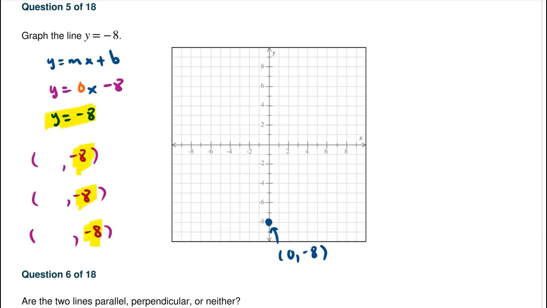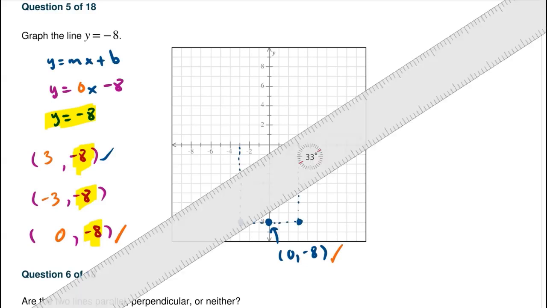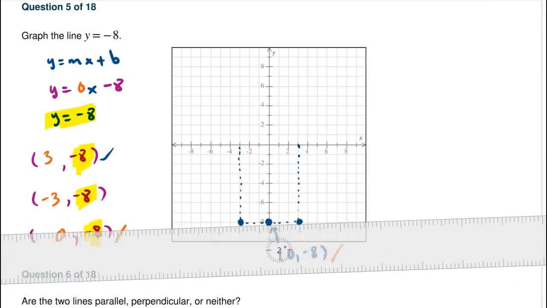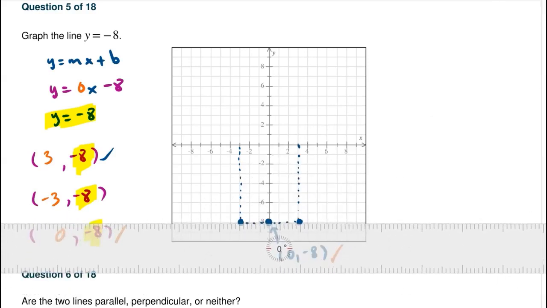The x value, you can choose any x value. Let's say 3, -8, -3, -8, 0, -8. So 0, -8, we already did it. Check mark. So 3, -8, at 3, go down 8. Right here. And -3, -8, at -3, go down 8. Right here. Alright, so it forms a horizontal line, goes sideways.